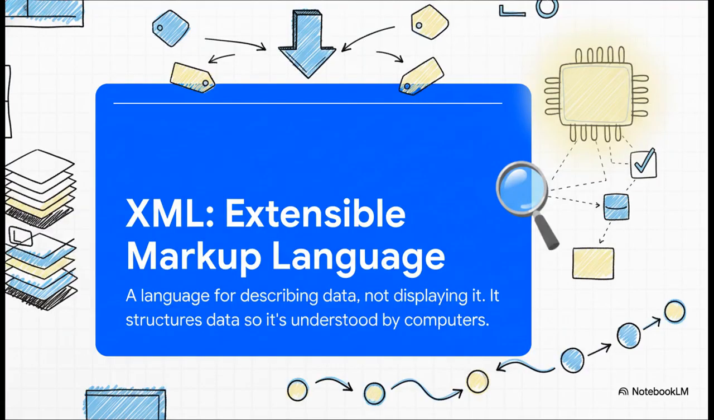So what is it? Well, XML stands for Extensible Markup Language. And unlike HTML, its purpose has nothing to do with displaying data. Its whole reason for being is to describe data. It's a way to wrap your information in little labels that explain exactly what that information is.